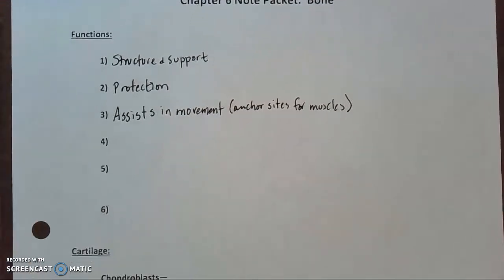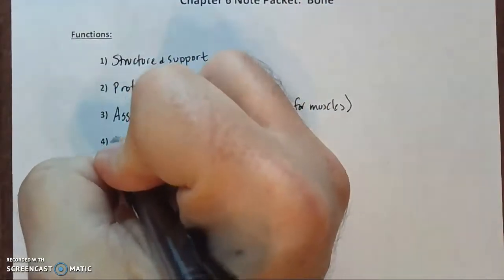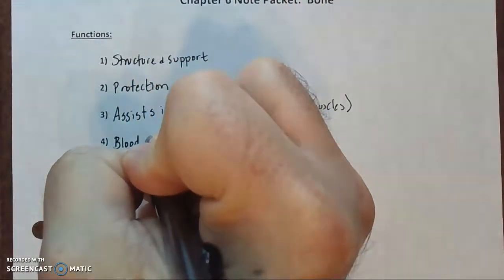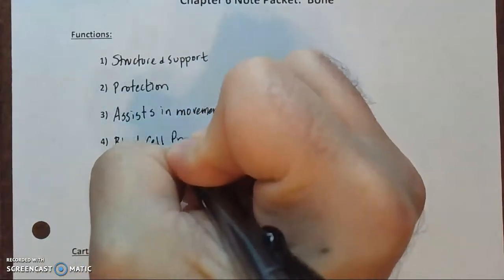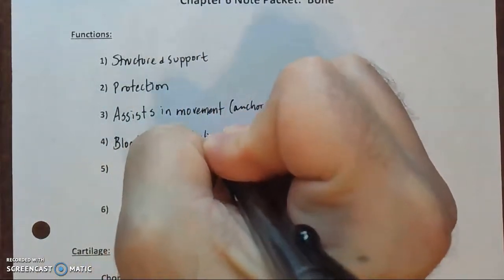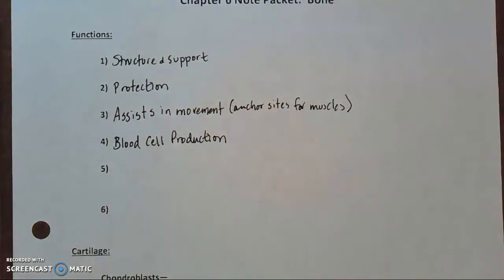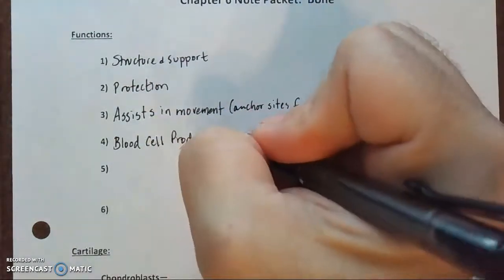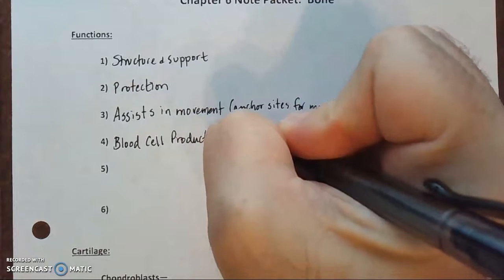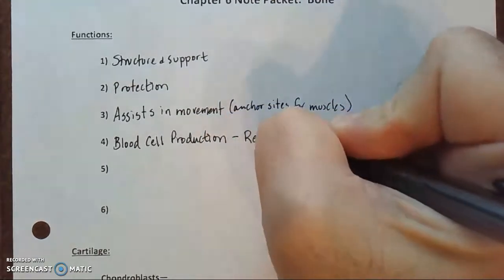So we have three other functions, and these are ones that people normally don't think of right away, but they are just as important. Number 4 is blood cell production. And that's pretty important. So we have red bone marrow.